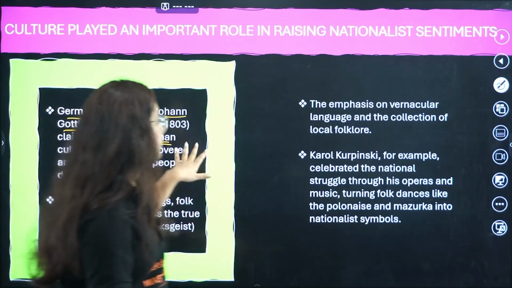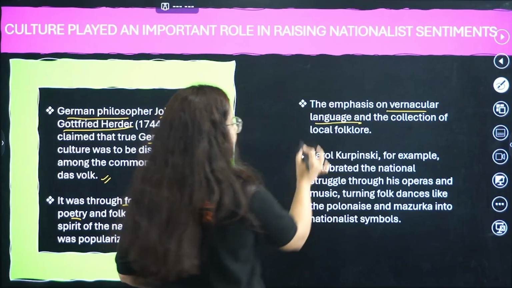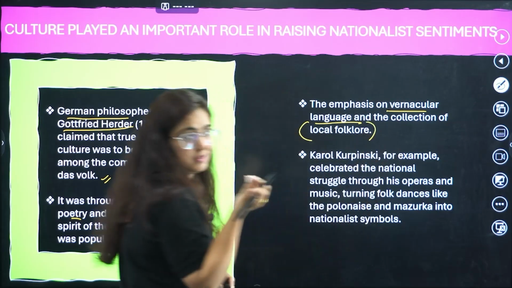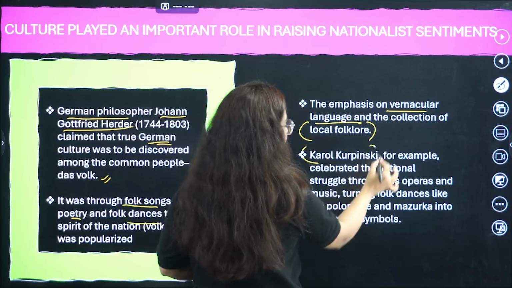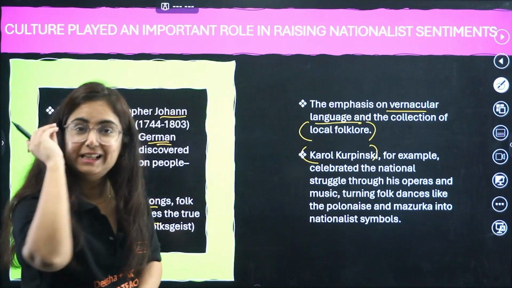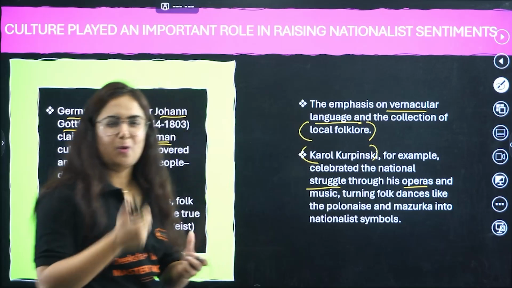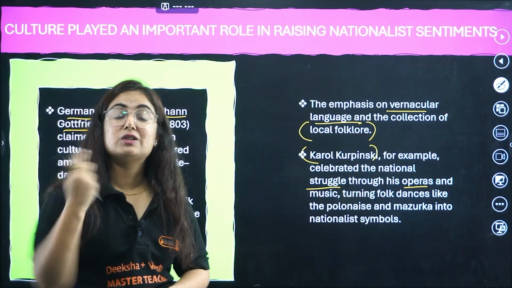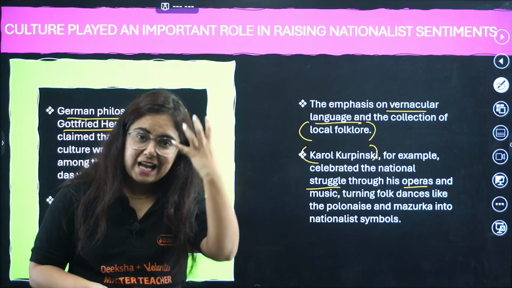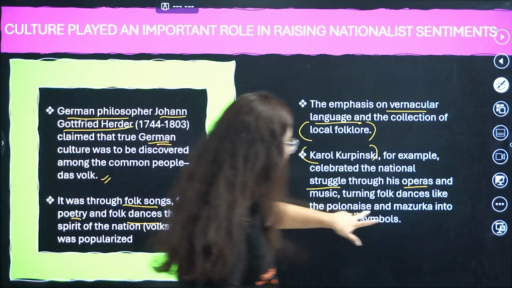The second example is the emphasis on vernacular language by the collection of local folklores. Folk tales were collected. Here is an example of a person, Karol Kurpinski. He celebrated this nation's struggle with the help of operas. Operas were music where songs were sung, related to building up national sentiments. There were dance styles also, Polonaise and Mazurka.